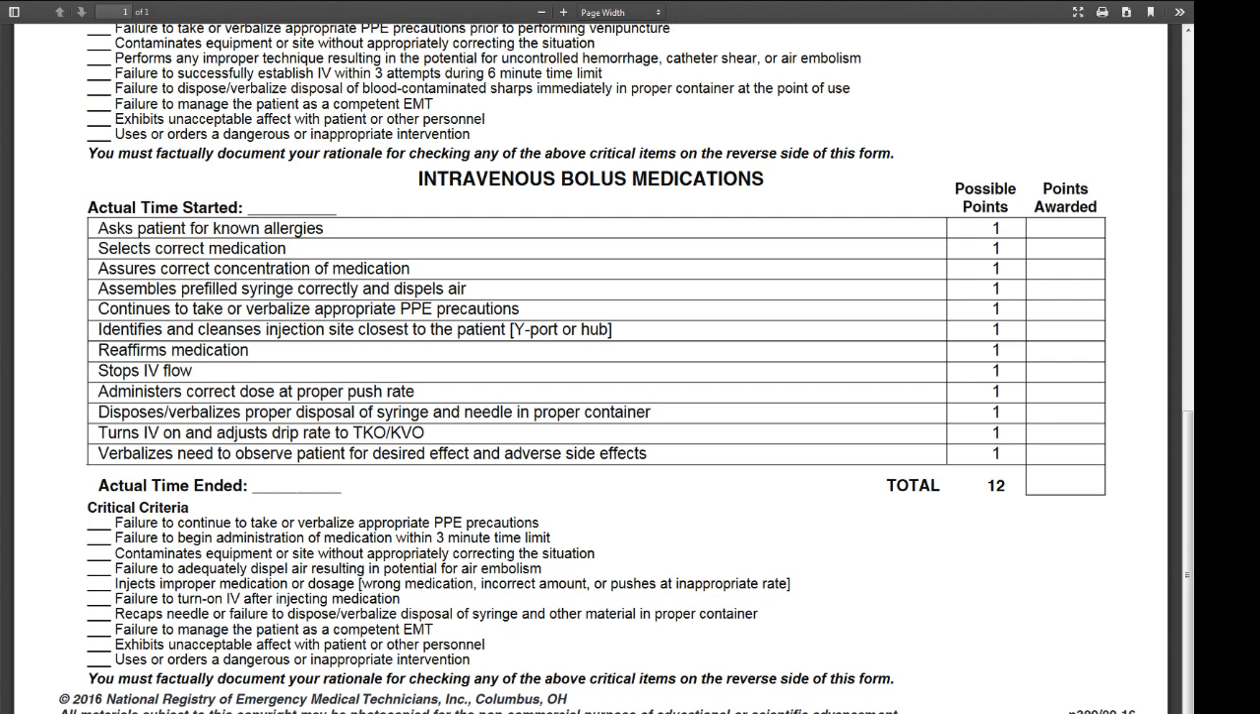Recaps needle or failure to dispose/verbalize disposal of syringe and other material in proper container. Failure to manage the patient as a competent EMT. Exhibits unacceptable effect with patient or other personnel. Uses or orders a dangerous or inappropriate intervention.